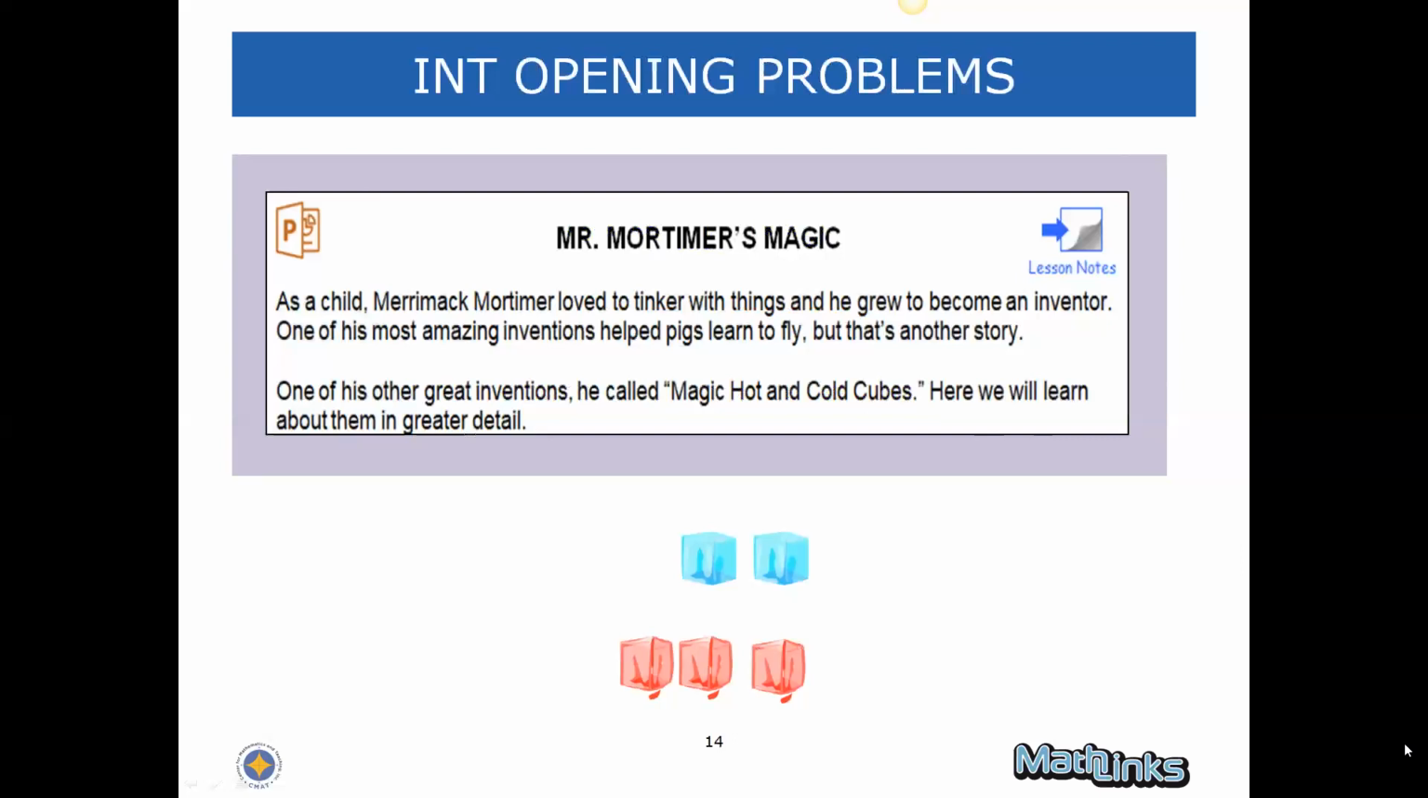Opening problems in Packets 2 and 3 take students to the make-believe world of Mr. Mortimer, who uses magic hot and cold cubes to control a liquid's temperature. It's a very intuitive way for students to think about operating on integers, and it's compatible with the positive and negative counters used in the lesson. This context is revisited throughout the lessons.